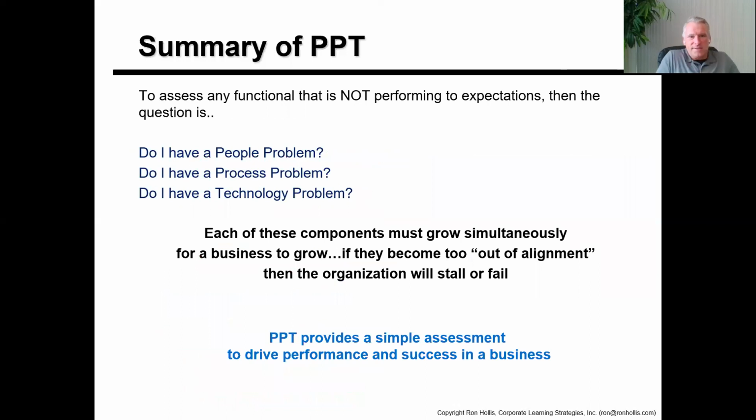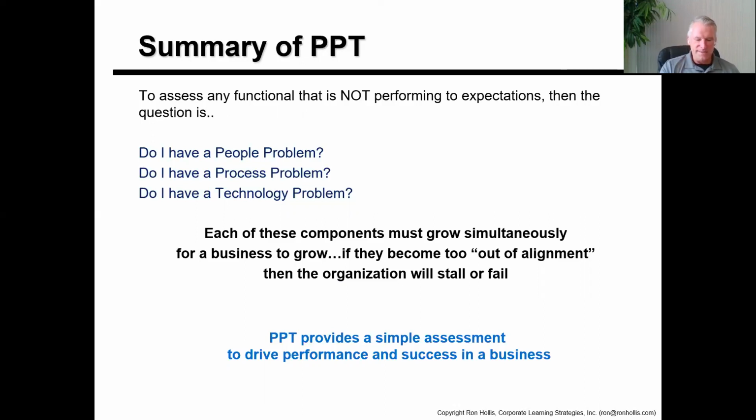So here's a summary. To assess any function that's not performing to expectations, just say, do I have a people problem? Do I have a process problem? Do I have a technology problem? And once I get those three stools, I know where they are, and I go down that rabbit hole, then I can start to tweak or improve that element. And then everything starts to take care of itself.